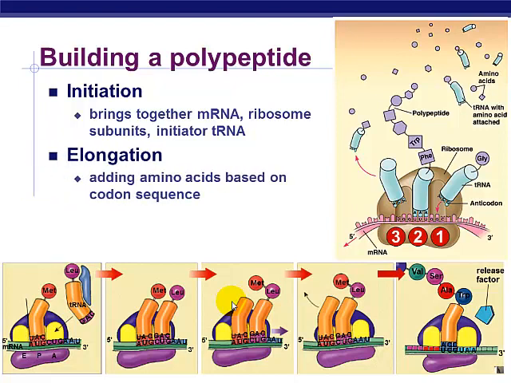Elongation. Oh, it looks familiar, right? Like transcription. Elongation is where you're adding amino acids based on your codon sequence. Who is bringing the amino acids? tRNA. I knew you had it. tRNA is bringing the amino acids to the party. BYOAA. Bring your own amino acid.